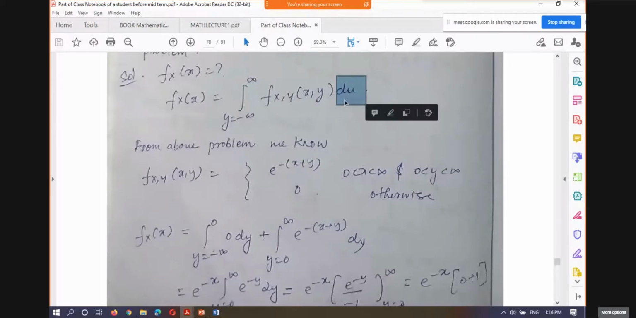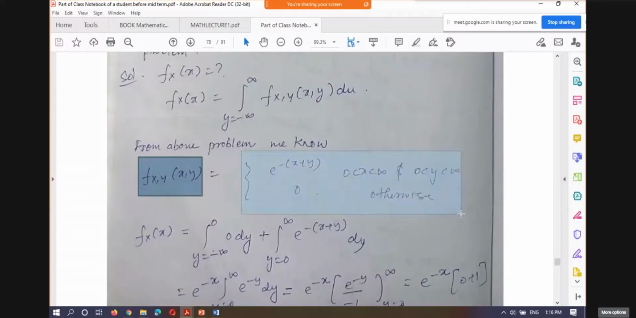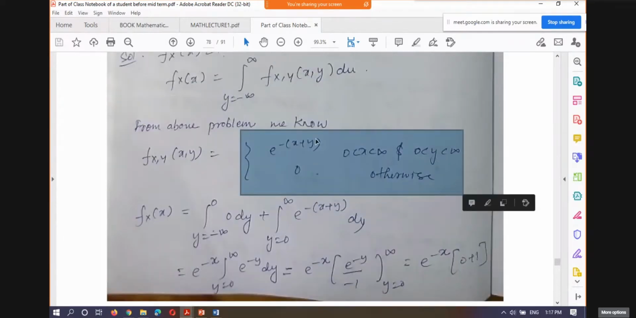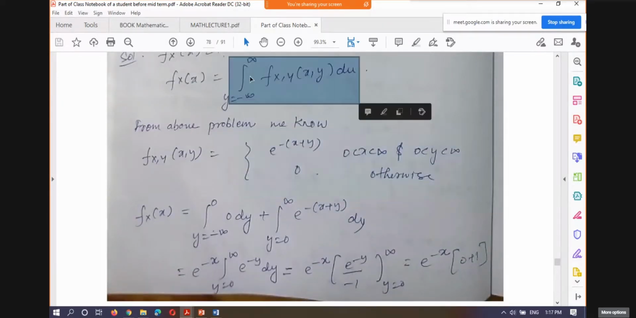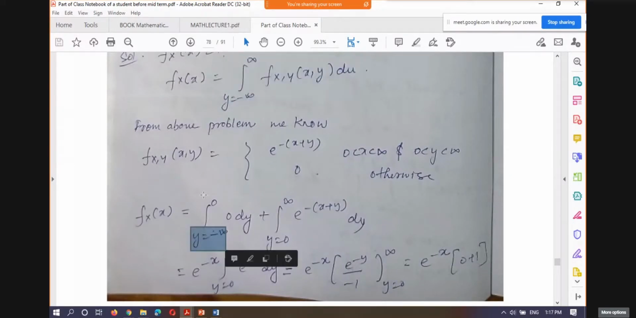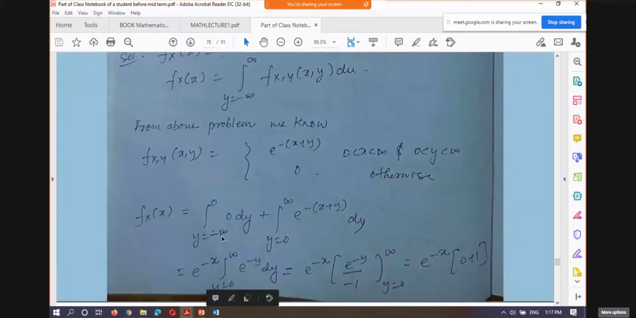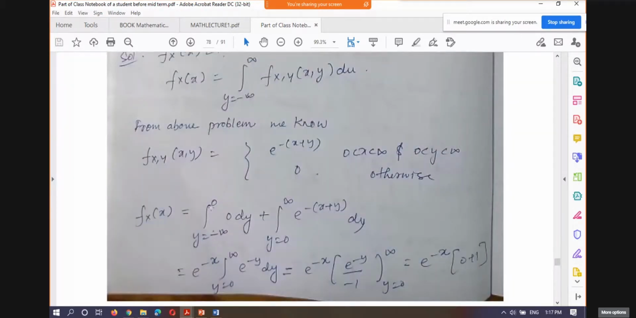So this should be dy. Then f of x, y is the definition of the density function in this case. And then we try to find the value of this integration. So we take first y going from minus infinity to 0. And we know that when y lies between minus infinity and 0, f of x and y has 0 value, so we substitute 0. Another domain of integration is 0 to infinity, and in this domain we have e raised to power minus (x plus y) as the definition of f of x, y.